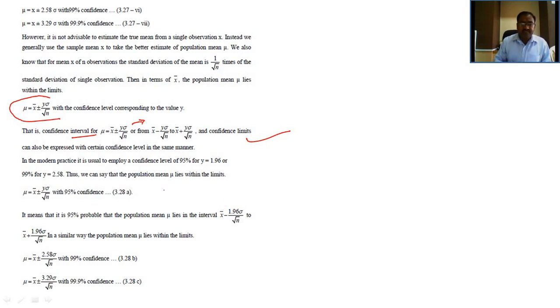Some y values are provided. What is that y value? 1.96 for the first example. For the 99% confidence level, we are giving 2.58. We are just going to substitute all the values into those equations and see what confidence level we get.